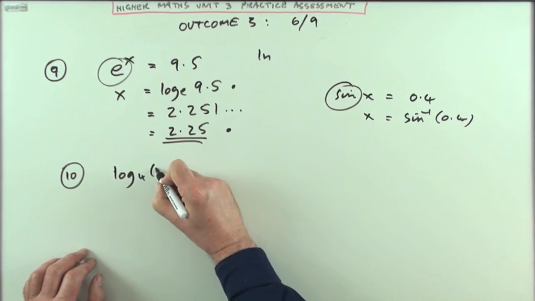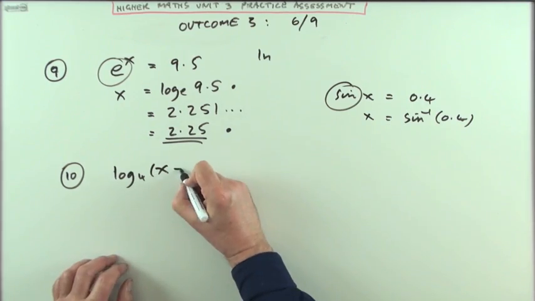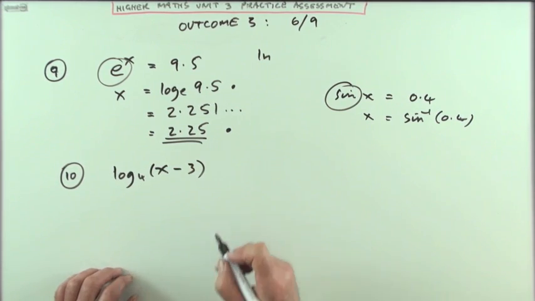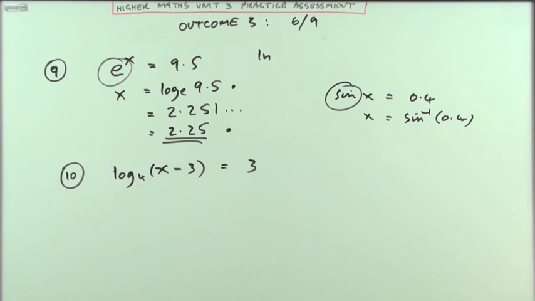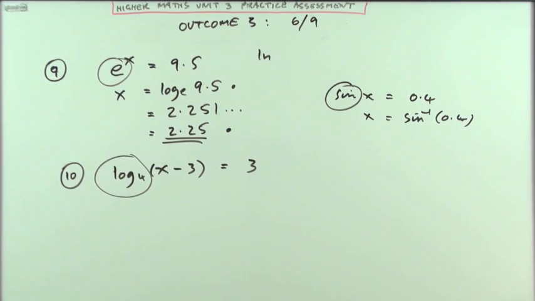But usually there's an extra little part, and it won't just be log base 4 of x, it'll be x plus some number or other, or minus some number. Say I've got log base 4 of x minus 3 equals whatever, 3. 2 marks again. First part will be for removing the function by applying its inverse.